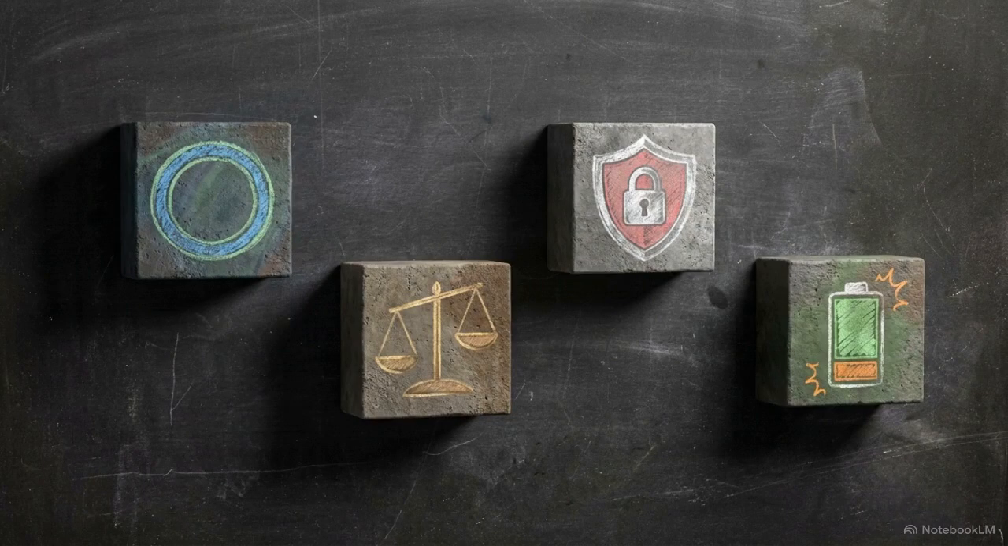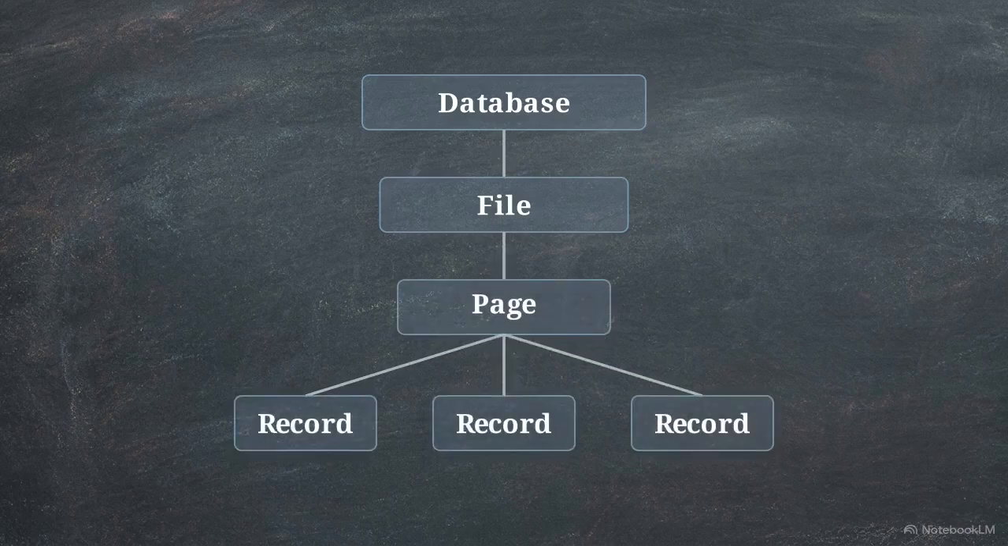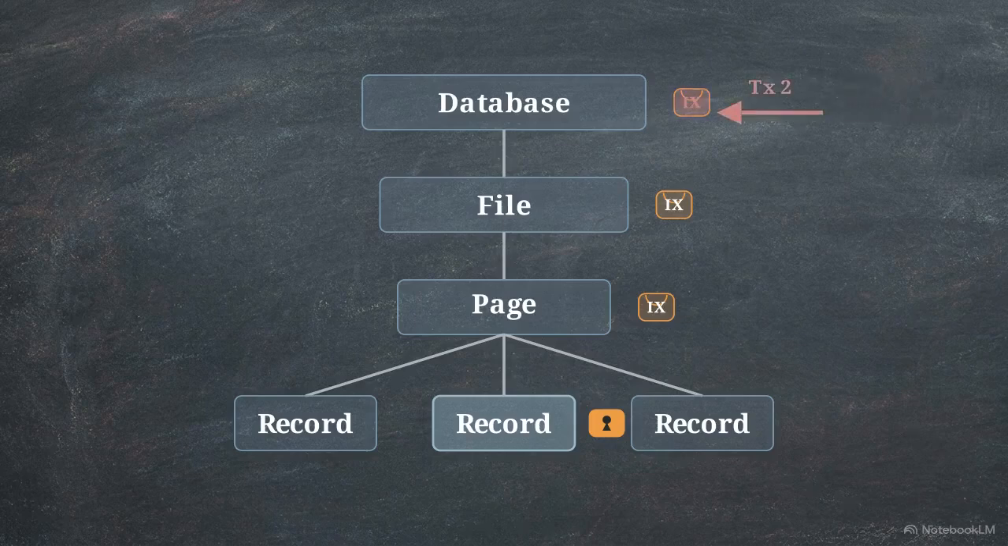A transaction must be atomic, consistent, isolated from other concurrent tasks, and durable enough to survive a system failure. To maintain isolation, the system locks data hierarchically from database down to record. Locking records allows high concurrency. To manage this efficiently, intention locks are placed on higher levels, signaling a lock further down the tree without needing to search every individual row.